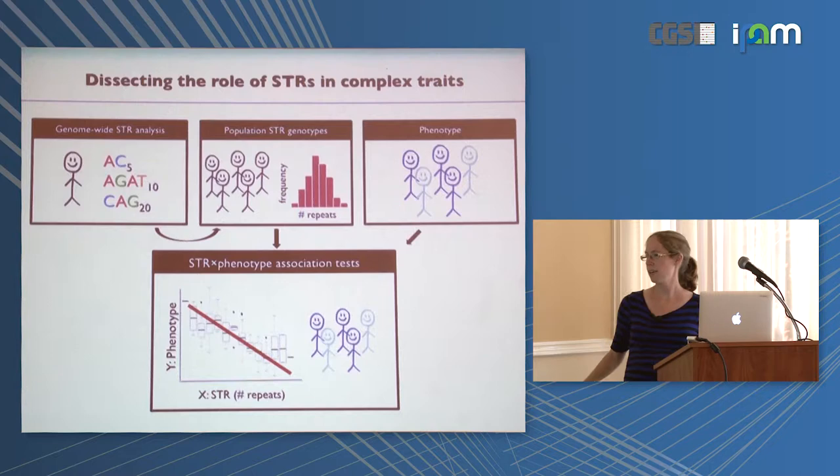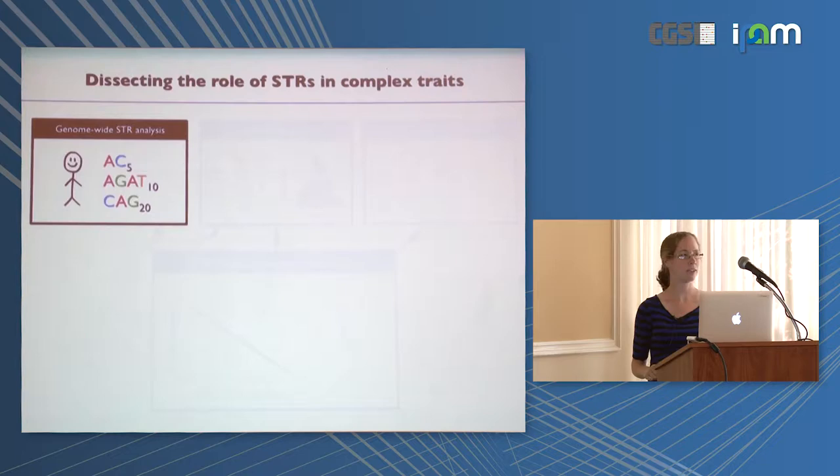So this slide gives an outline of what I'll talk about. We're going to focus mostly on the methods and a lot of the challenges that still remain there. And I'll talk a little bit about how we're now starting to apply these methods to learn more about how these STRs can indeed affect different phenotypes in humans.